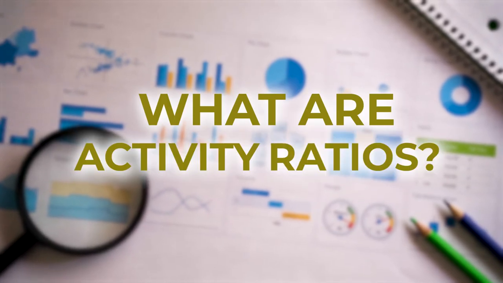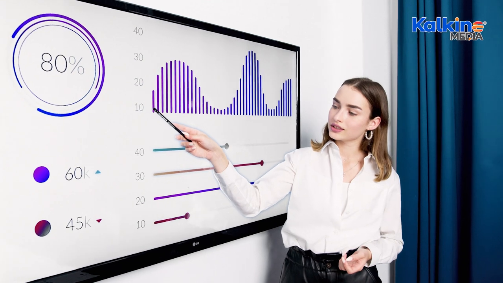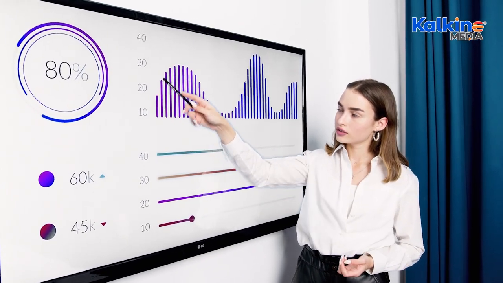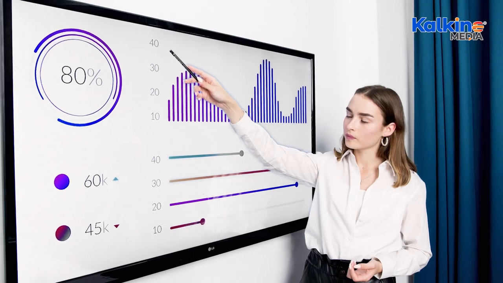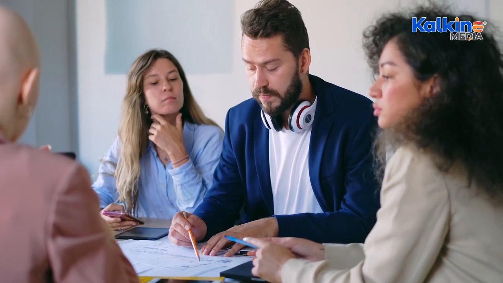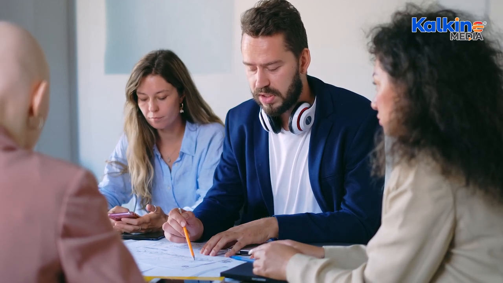What are activity ratios? Activity ratios are financial metrics that measure a company's operational efficiency, specifically its ability to use assets to generate revenue and cash. These ratios, also known as asset utilization or operational efficiency ratios, combine data from the income statement and balance sheet to gauge how effectively a company leverages its assets.